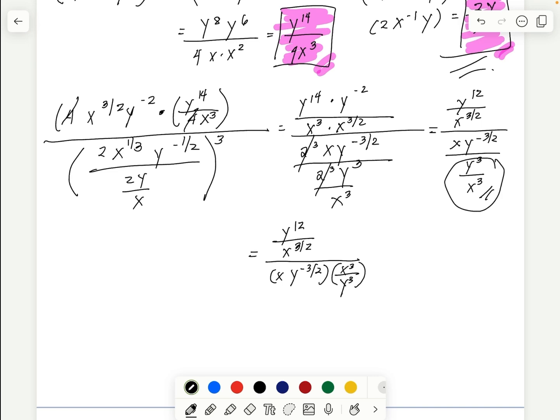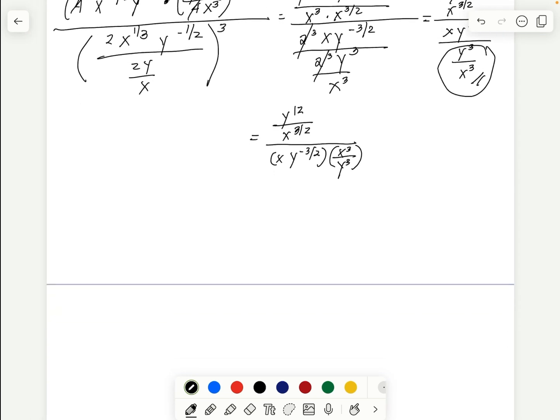Now, in terms of reciprocal, you don't have to make the exponents negative. We only make the exponents negative if you really need to move the terms across the fraction, from numerator to denominator. But in this case, we just get the reciprocal. So you don't have to make the exponents negative. So here, simplifying this, from that you get y to the 12 over x raised to 3 halves.